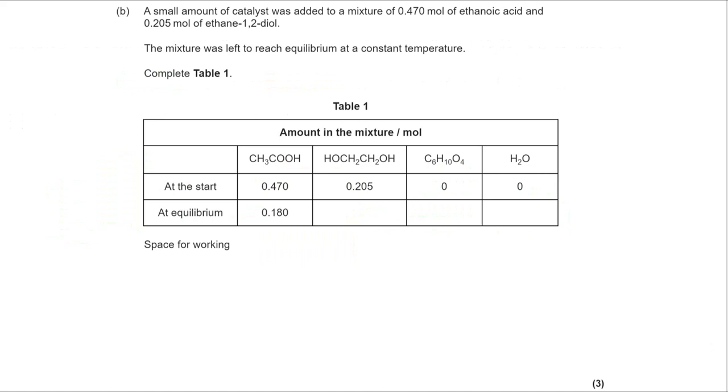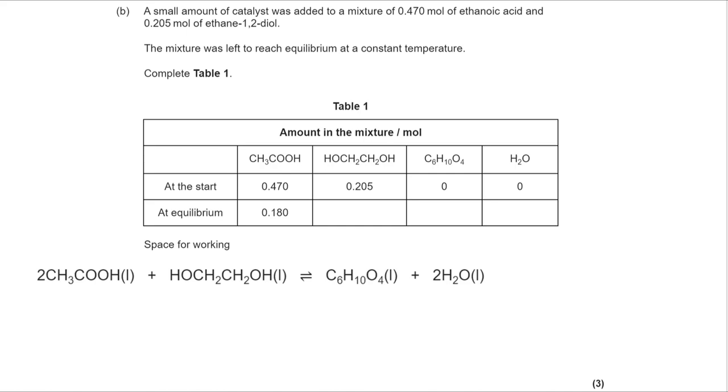Moving on to B, and we have got a table to complete. We have got the initial moles, and we have got one of the equilibrium moles. And to do this, you're really going to need to use the equation as well. So I've added the equation here if needed. Now, what we're then going to do is compare one species to another species, always 1 to 1. If I take a look at the ethanoic acid, it has gone down by 0.29 moles. Now, because it's on a 2 to 2 ratio with water, that means the water has gone up by 0.29, so I have my new value to put in.